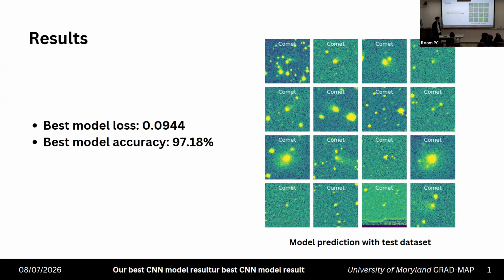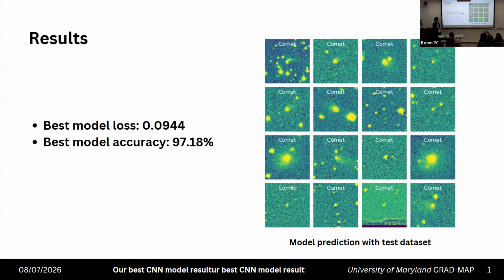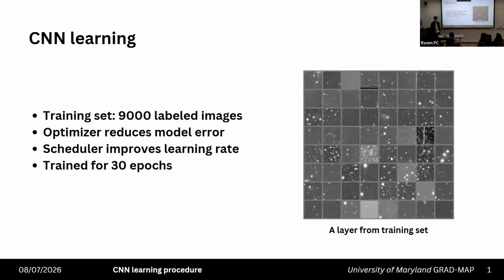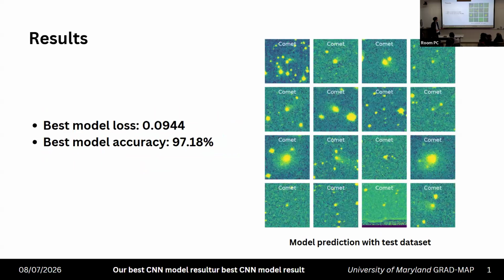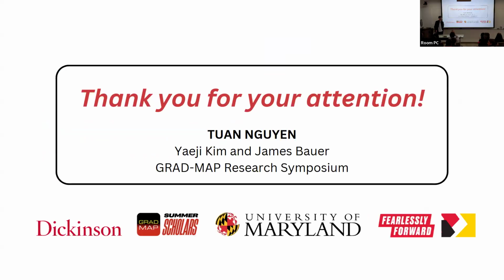So for the next step, the future work, we will first try to improve our model, because 9,000 images is not a big enough training set. So we will try with a bigger training set, and then we would test with full resolution images, and we would try to detect some unidentified comets at the end. So I think that is it. Thank you.